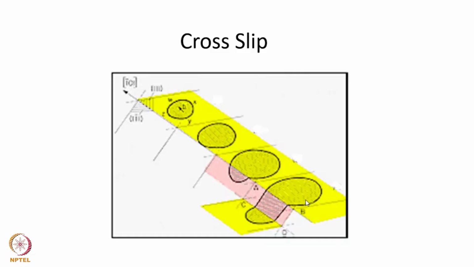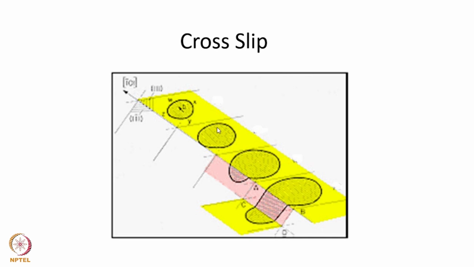Here, this is a diagram which depicts the cross slip. Here you have a dislocation loop. One side of the loop is edge in nature, and another side is screw. So the X and Z sides that you see are parallel to the Burgers vector, as you could see. So that is screw in nature, and the other side, this W and Y, these two sides are edge in character, right?